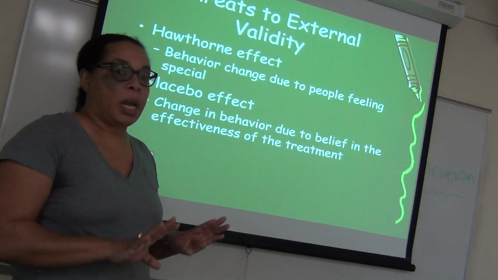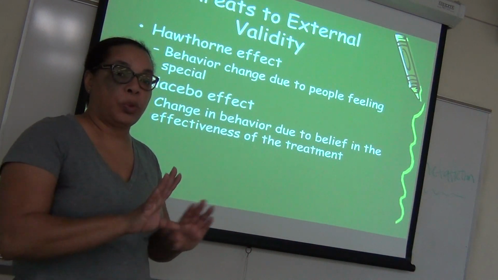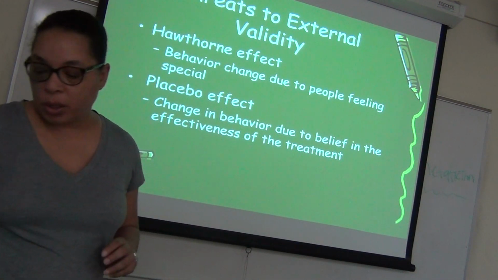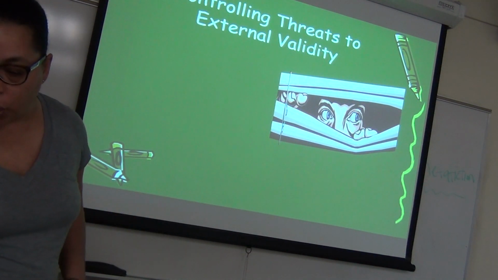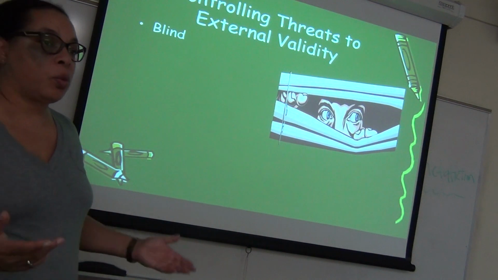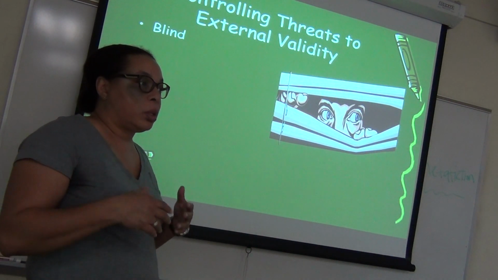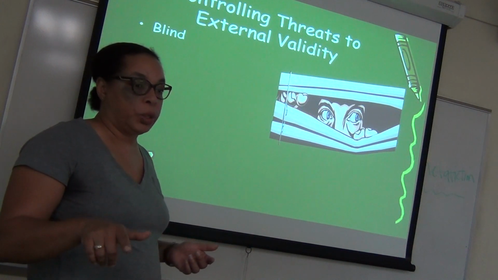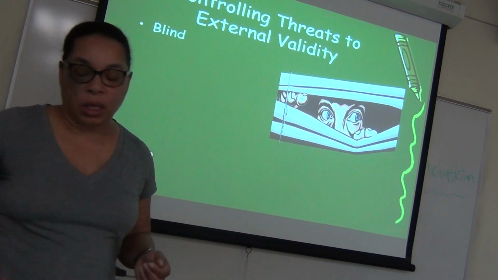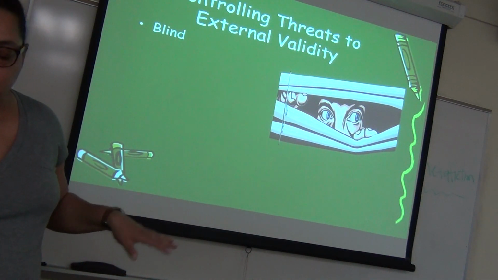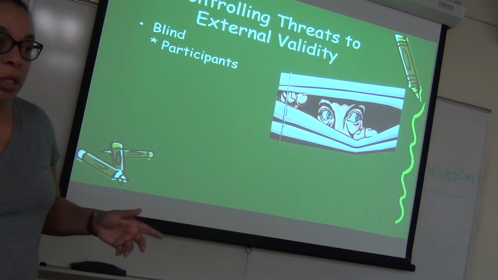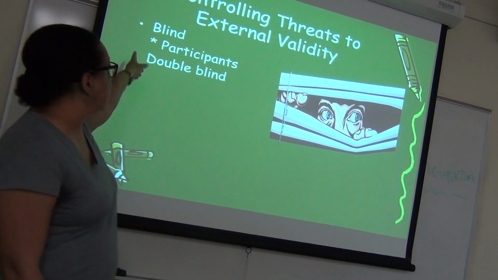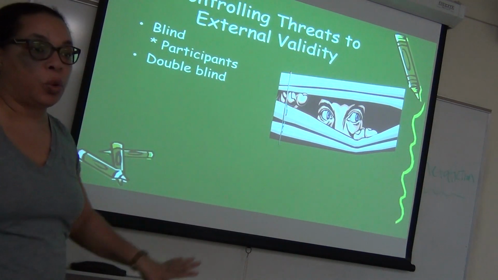And really to try to minimize that, that's where you go through the blinding process, and people don't know what they're getting, if they're getting the actual treatment or something else. So, like I said, controlling for threats to external validity, we do what we call blinding. In the blinding process, somebody doesn't know who's getting what treatment, or who's getting the treatment and who's getting nothing, or the other intervention. You can blind participants so that they don't know. That's a single blind. You're saying participants don't know what's going on.